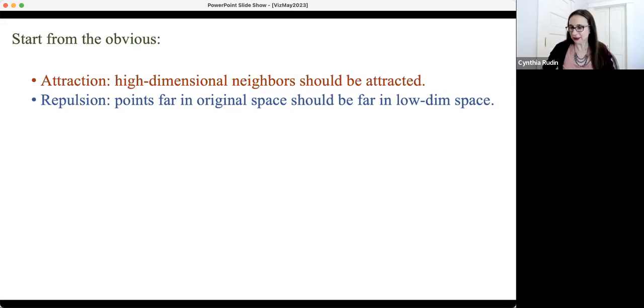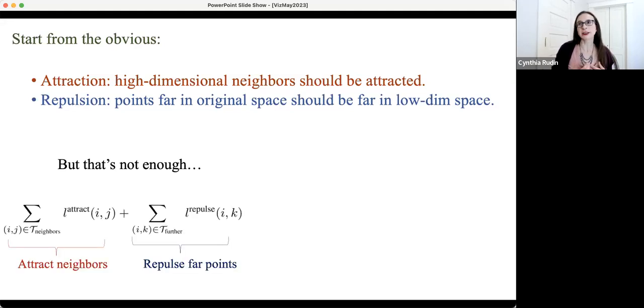But as it turns out, that is not enough to maintain global structure. I can put together an objective which says attract my neighbors and repulse the further points, push them apart. And then I can minimize this objective and do a great job minimizing it and still completely lose global structure.